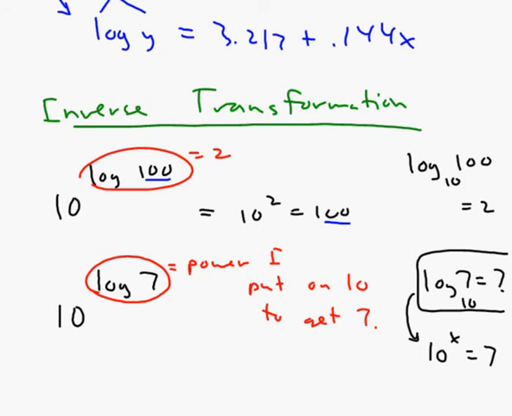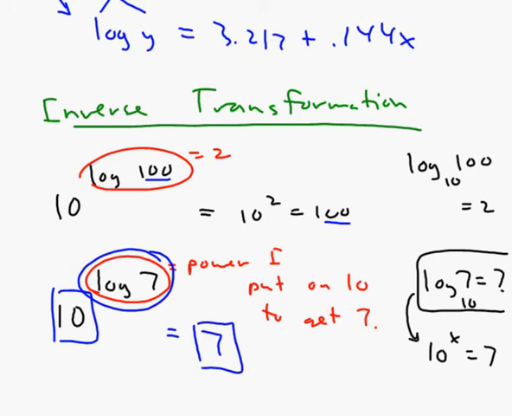Well, I don't know what that is, but I know it's the very special number that if I put it on 10, I'll get 7 as an answer. Well, I am putting that number on 10. So 10 to the power I have to put on 10 to get 7 is just 7. You might want to pause for a minute and think about that.